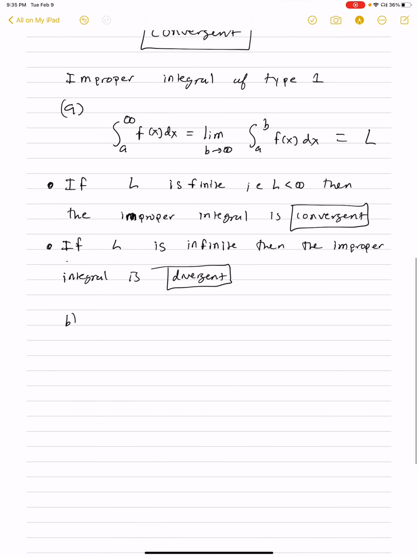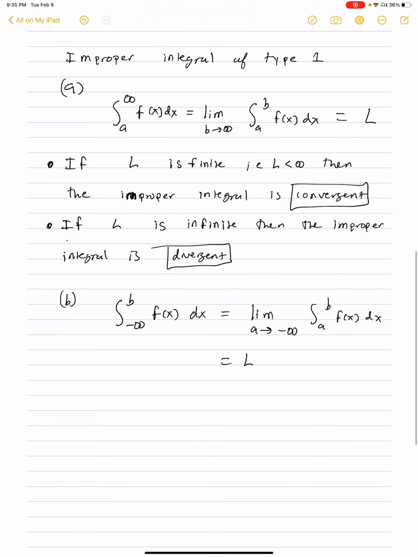which is case B, and this is just that we have an integral from b to minus infinity of f of x dx, and we deal with this by taking this limit as a goes to minus infinity from a to b of f of x dx. We say that this has a limit L. Again, if L is finite, then we say it converges. If L is infinite, we say it's divergent.